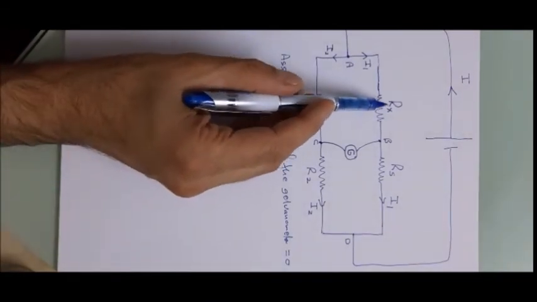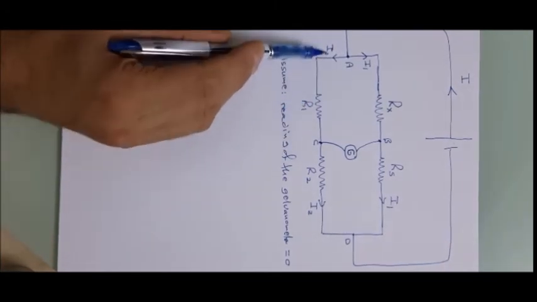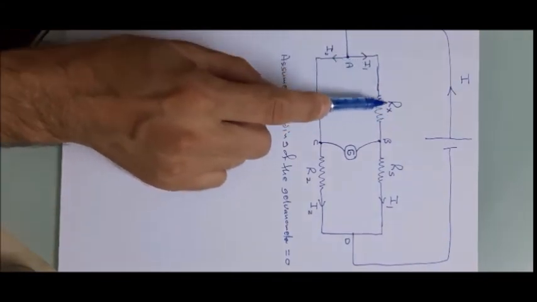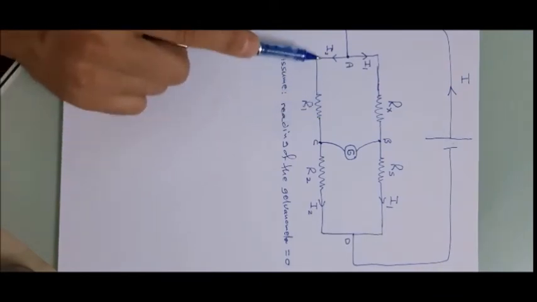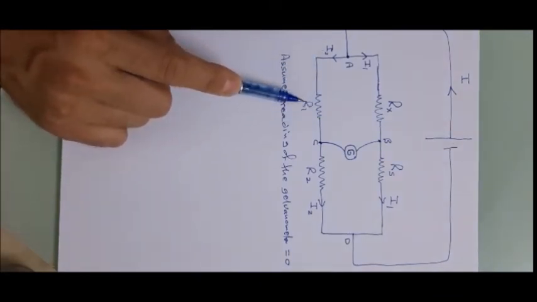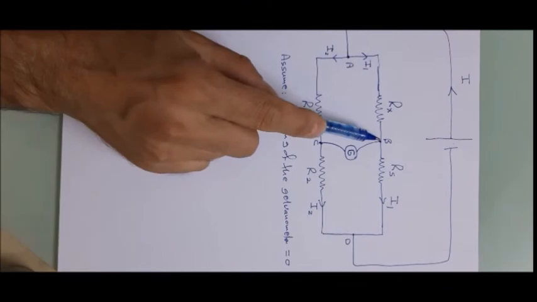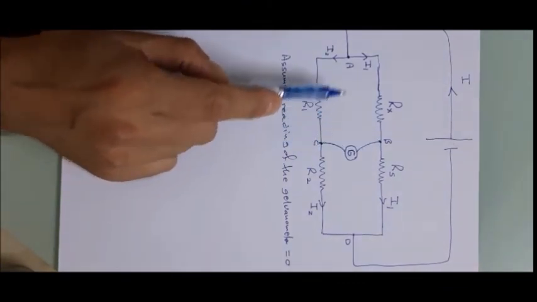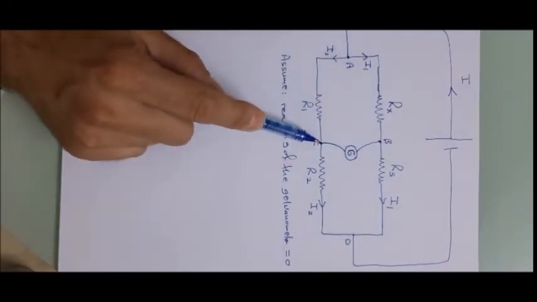Now, since the current in Rx is I1 and the current in R1 is I2, the potential difference around this resistance is I1 times Rx according to Ohm's law, and the potential difference around R1 is I2 times R1 according to Ohm's law. But these 2 potential differences are the same, since we said from the beginning that point B and point C are at the same potential. So the difference between A and B is the same as the difference between A and C.